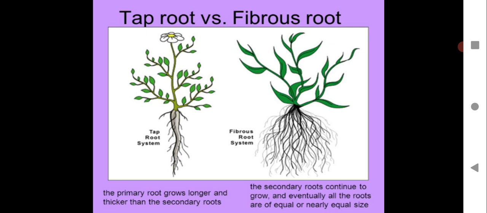Whereas in fibrous roots, the secondary roots continue to grow and eventually all the roots are of equal or nearly equal size. You can see on the right hand side, that is fibrous roots. All are more or less of the same type and same size, and those are called fibrous. I hope the concept of taproot and fibrous roots is very clear with you all. Just have a look.